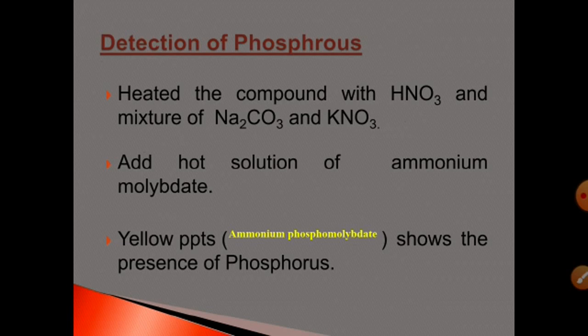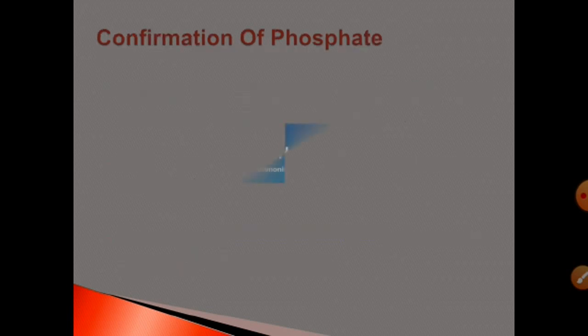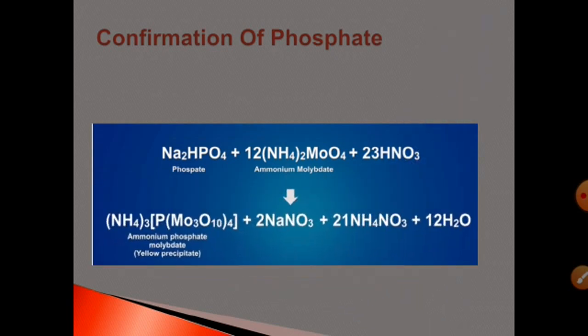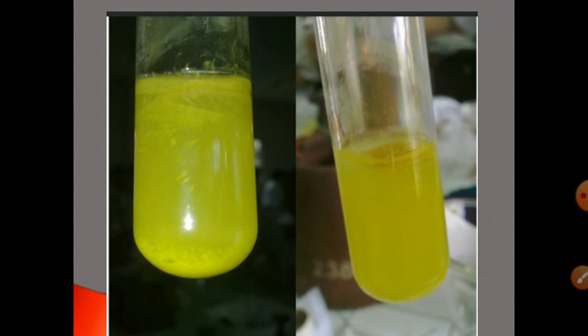A yellow precipitate of ammonium phosphomolybdate shows the presence of phosphorus in the organic compound. Phosphorus is oxidized to phosphate. These phosphate ions react with ammonium molybdate solution and are converted into ammonium phosphomolybdate, a yellow precipitate, which confirms the presence of phosphorus in the organic compound.